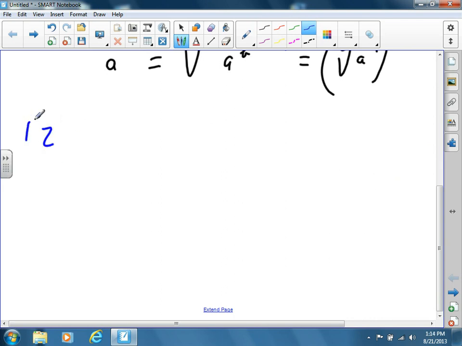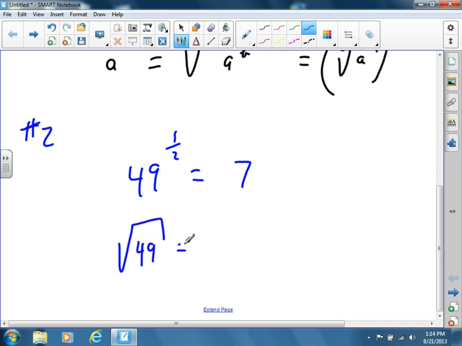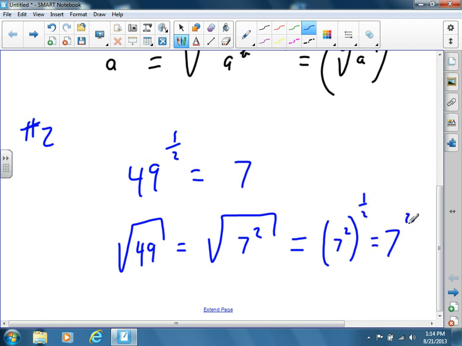All right, number 2. What does number 2 say? Evaluate 49 to the 1/2. Well, I can just put that in my calculator. But the square root of 49 is the same as the square root of 7 squared. And if I take 7 squared and raise it to the 1/2, that's the same as 7 to the 2 times a half, which is 7 to the first. Did I exhaust all possible ways of solving that problem? There's lots of ways to do that.